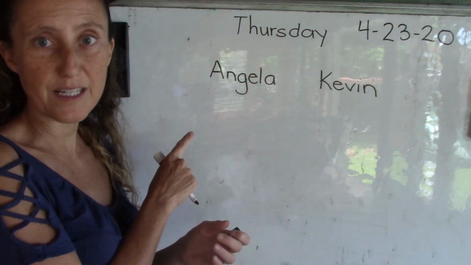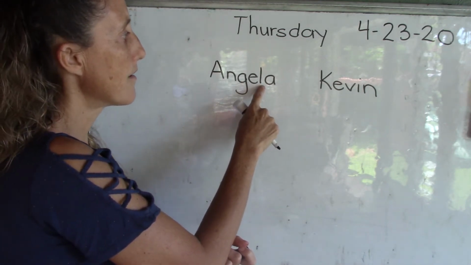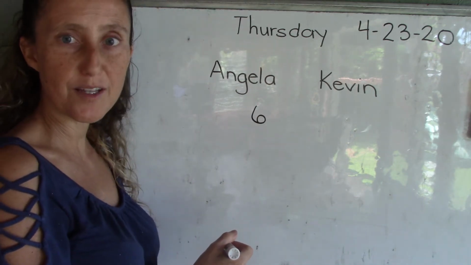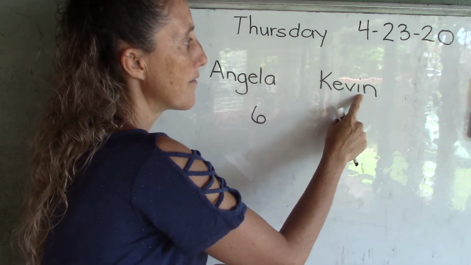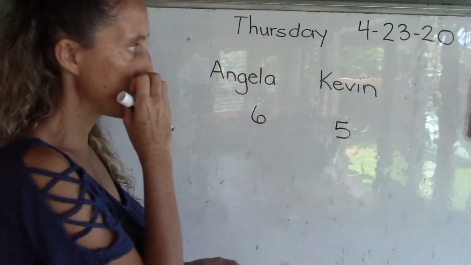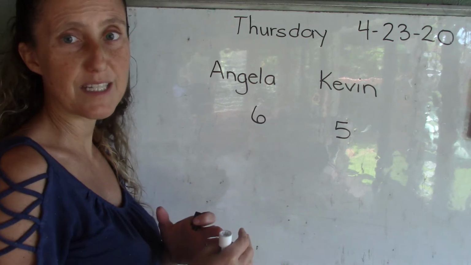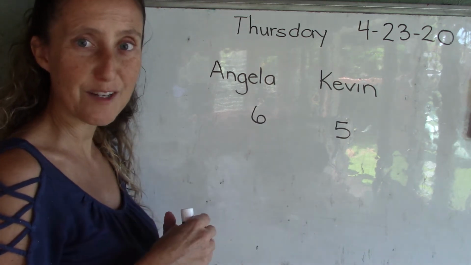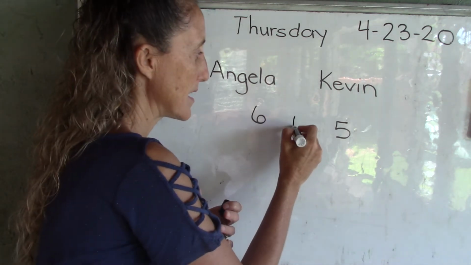So let's count how many letters are in my name. 1, 2, 3, 4, 5, 6. Now let's count how many letters are in Mr. Kuzma's name. In Kevin. 1, 2, 3, 4, 5. So there's 6 letters in my name and 5 letters in Mr. Kuzma's name. And if I want to add them together to see how much we have all together in both of our names, I would do an addition column plus, right?